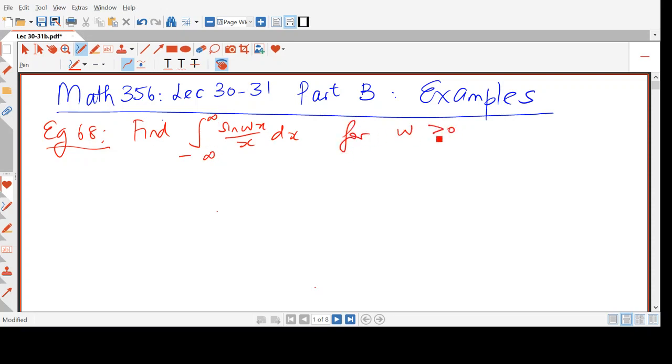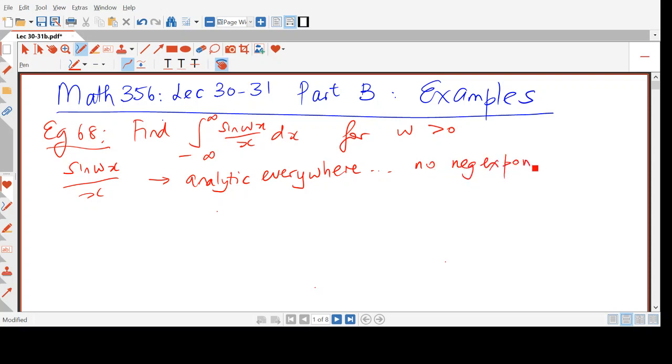for omega being positive. Now this integral, if you take sine omega x over x, we can show it's analytic everywhere. Easy to see this because sine is x minus x cubed over 3 factorial plus x to the 5 over 5 factorial minus and so on, and you can divide out the x and there'll be no negative exponents. So you can write the Taylor series completely with positive exponents. Therefore we say it's analytic everywhere.